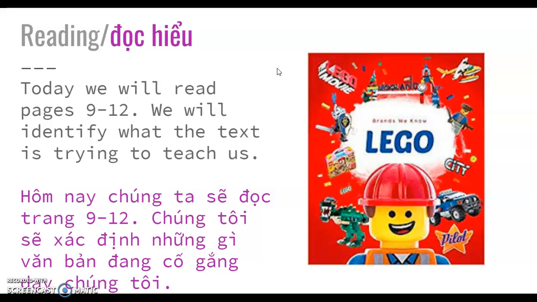Okay. Today, we're going to read pages 9 through 12. And we're going to be making some inferences by identifying what the author is trying to teach us about Legos. Okay?